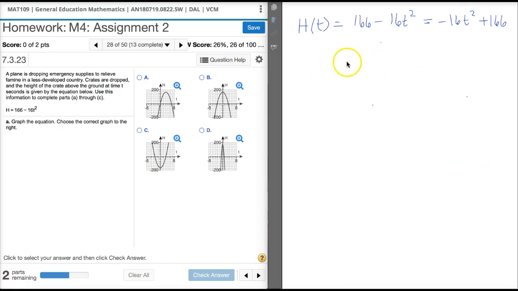All right, so to find out the X-intercepts, or as we're going to call them T-intercepts here, we need to figure out what is the value of T when H is 0. So we're going to let H of T equal 0, and we're going to essentially solve for T.